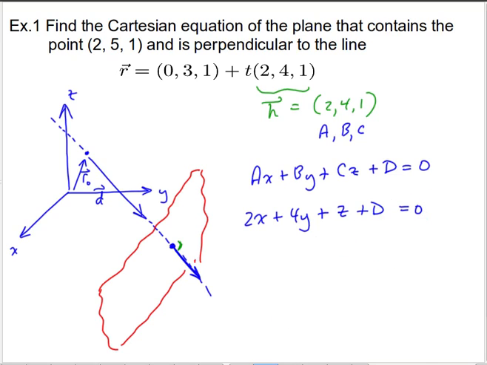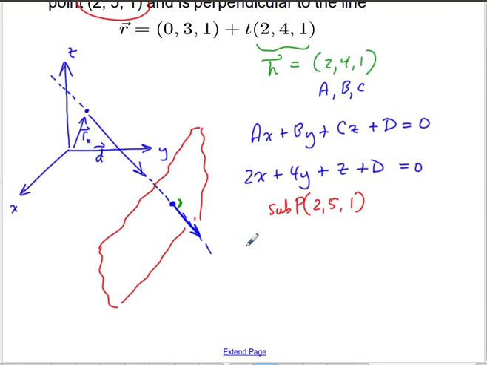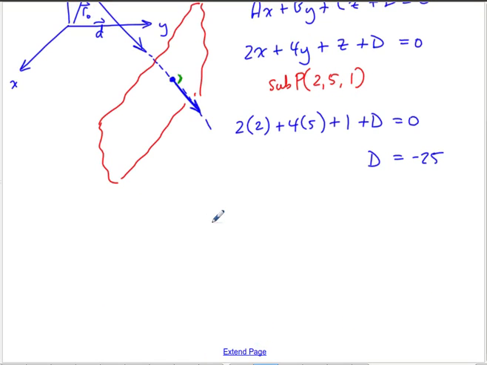And then the only thing I need to do now is make use of this point, which also lies on the plane. So I'm going to sub in the point (2, 5, 1), and let's make sure it's clear that that's a point, not a vector. And so I get 2 times 2 plus 4 times 5 plus 1 plus d equals 0. I have 4 and 20 and 1, that's 25. Bring it to the other side, that's negative 25. And so the equation of my plane is 2x plus 4y plus z minus 25 is equal to 0.